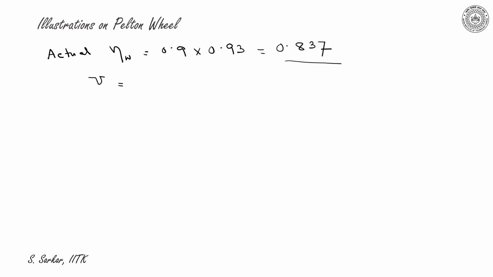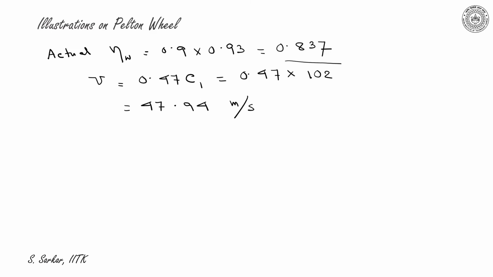Now, bucket speed, capital U, is 0.47 into C1. C1 I have evaluated, that is 0.47 into 102. I got U as 47.94 meter per second. So I got the value of U.